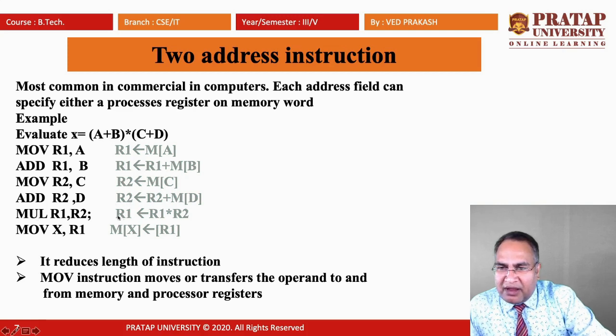Again, we have to multiply the contents of R1 by R2 and replace the result in R1. For this we use the two address instruction mul R1 R2, and we multiply R1 with R2 and the result is again placed in R1. Last and finally, we have to put the overall result in the location X. For that we use the instruction move X R1. It means the contents of register R1 are moved to the memory location X.